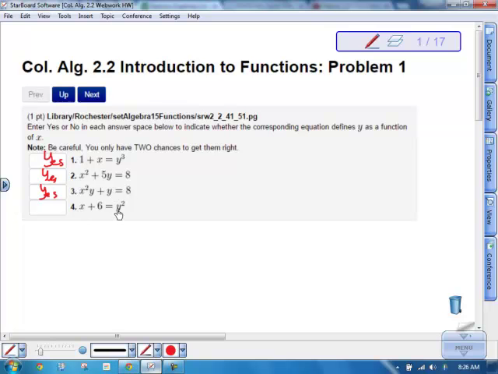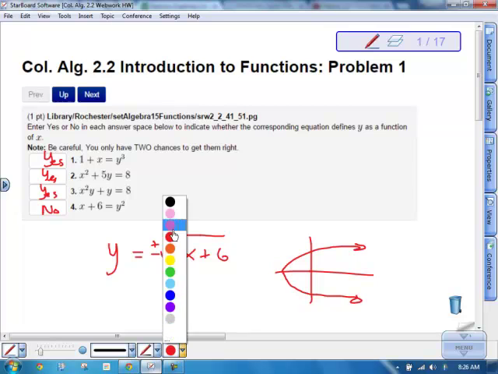Now the next one's not a function because if you solve for y, you get y equals plus or minus the square root of x plus 6. And when you graph the positive square root, you get this function right here. But when you graph the negative one, you get this one. So when you go ahead and graph this, it doesn't pass the vertical line test. So that's not a function.